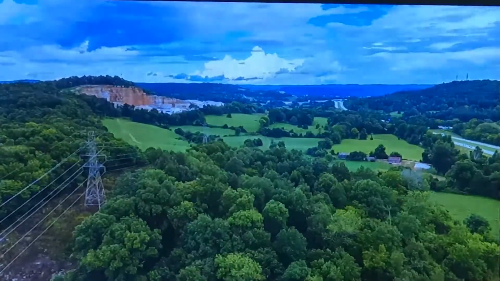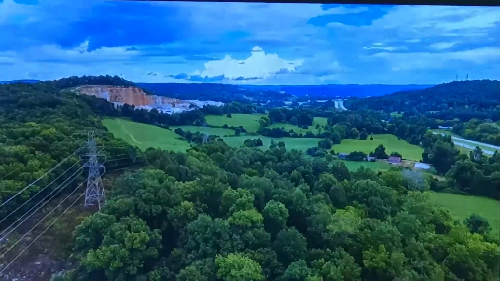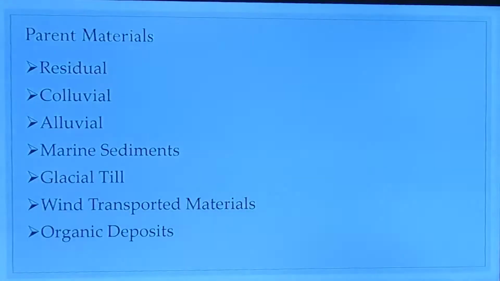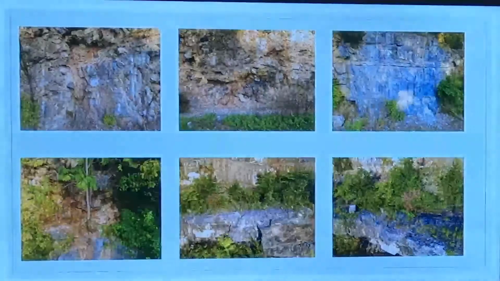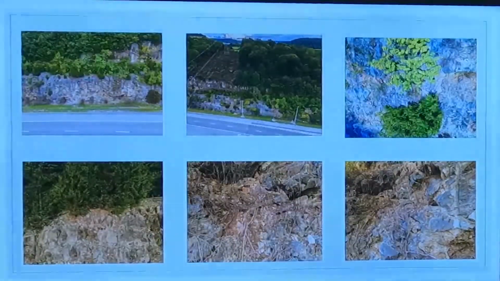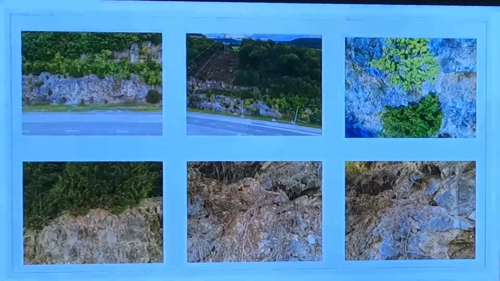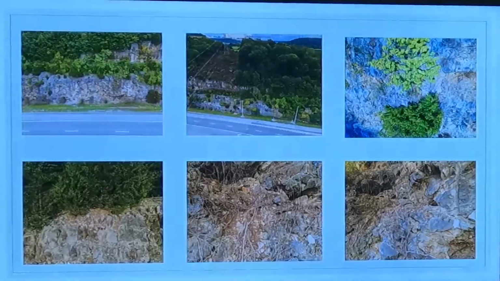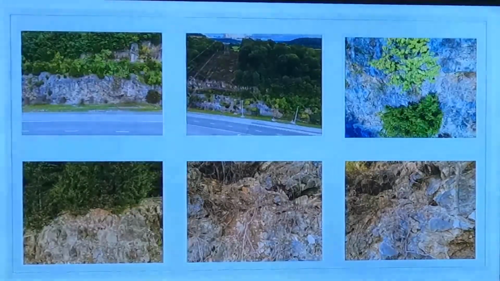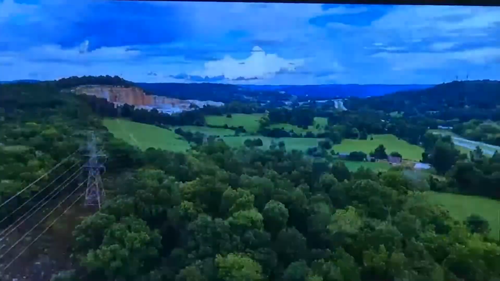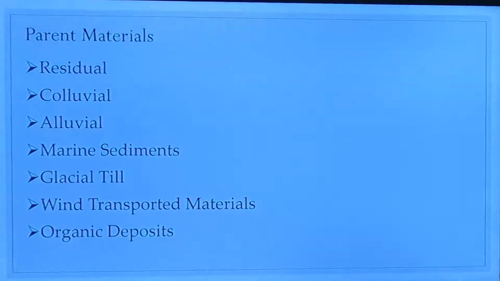We have different types of parent materials. So starting with the base, we have residual and colluvial. And so residual is going to be formed right there. This soil that is forming is the residual. That wasn't carried from anywhere else. That rock broke, disintegrated, weathered, and that soil formed in place. Alluvial and marine are going to be having to deal with water. We have glacial till and wind transported and organic.